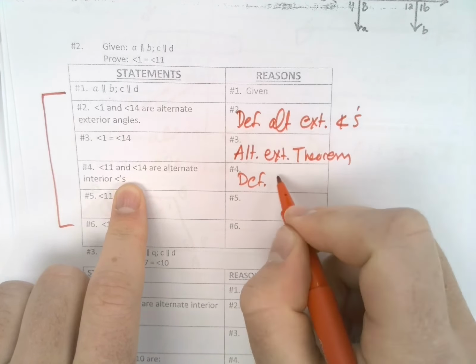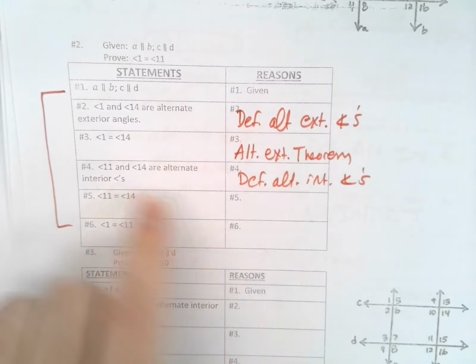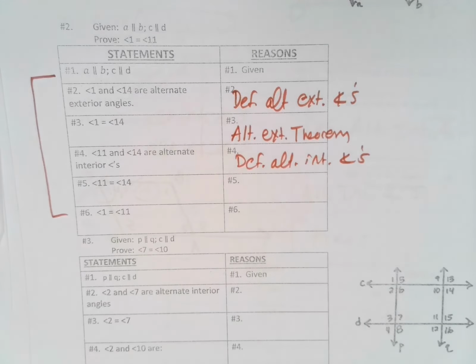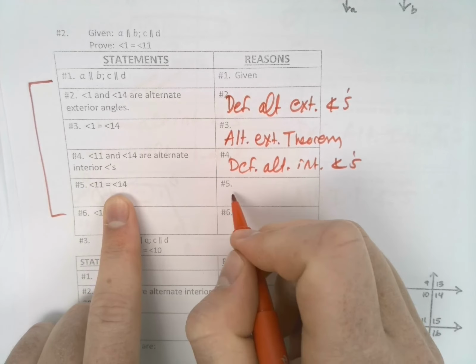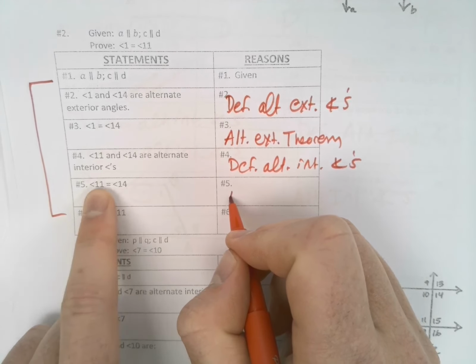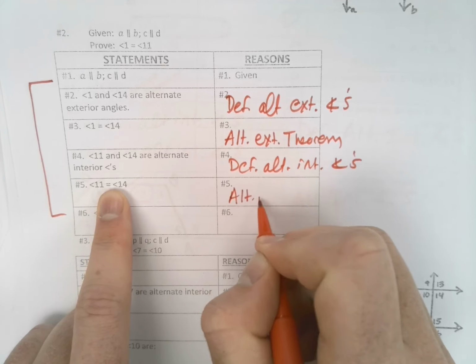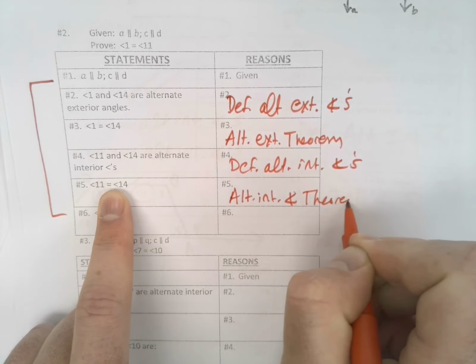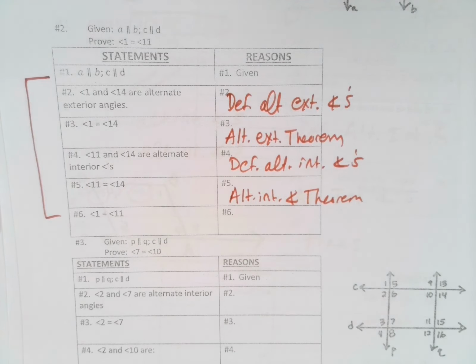Yeah, if those are alternate interior angles, then we can say, hey, we can say that because of the definition, because of what that means. And because of that, Angel, what can we now say about 11 and 14? So the theorem lets us know they're congruent. And then what was that last step? Transitive. What do you guys think? Are we thinking transitive? Yeah.